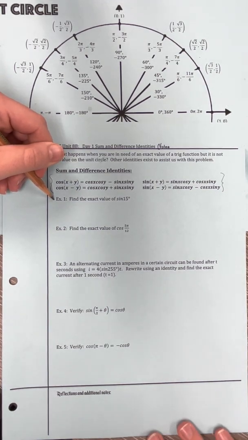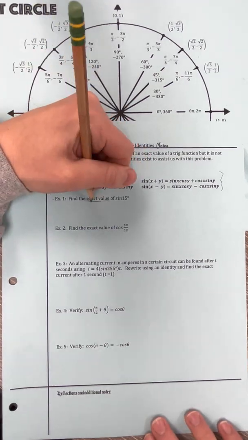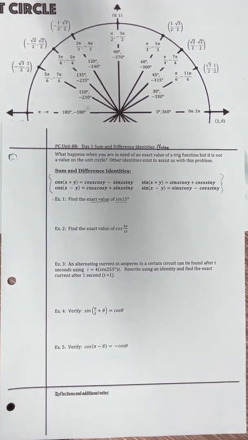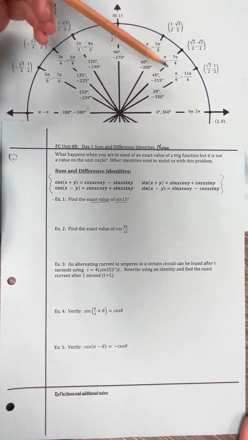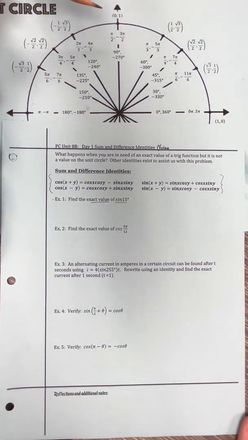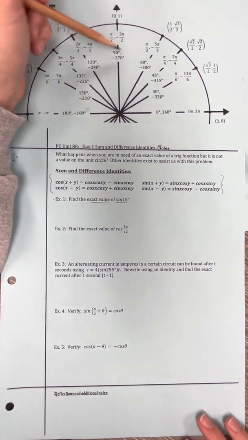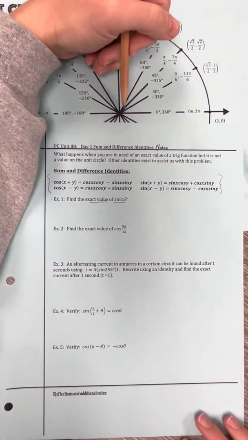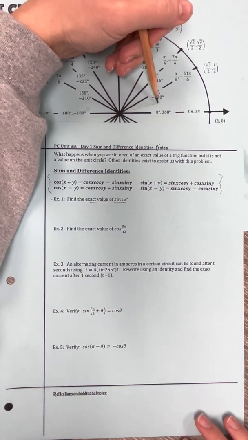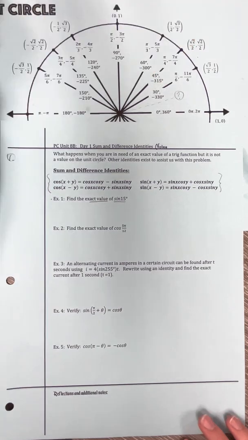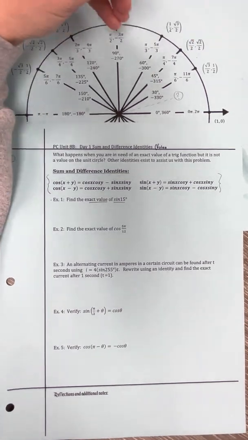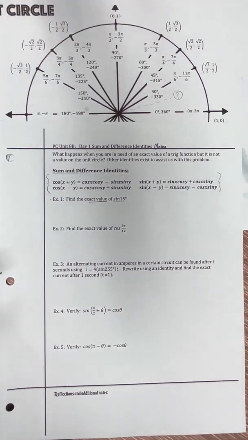So the first example says to find the exact value of sine of 15 degrees. Now, typically we would find the y-intercept on wherever it is on the unit circle, and that would be our sine, but 15 degrees is not on the unit circle. 15 degrees is actually going to be halfway here. All right, so how do we find what the sine of 15 degrees is? Well, there's going to be several different ways to do it.